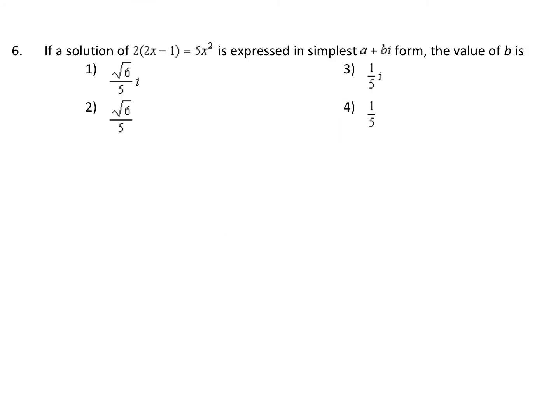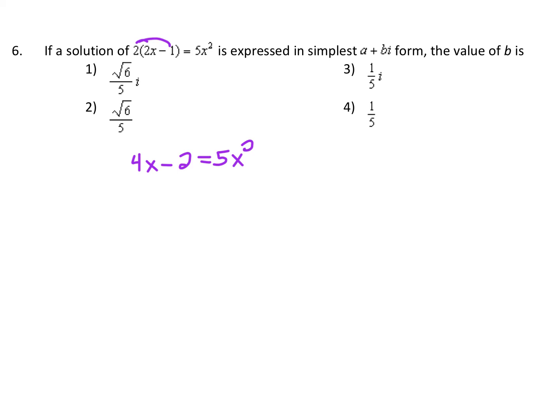Okay, so number 6, they want us to find the solution, express it in a plus bi form, and then determine what the value of b is. Okay, so first of all, if we were to solve this equation, let's first distribute the 2 into the parentheses. So that'll give us, let me do it down here, 4x minus 2 equals 5x squared.